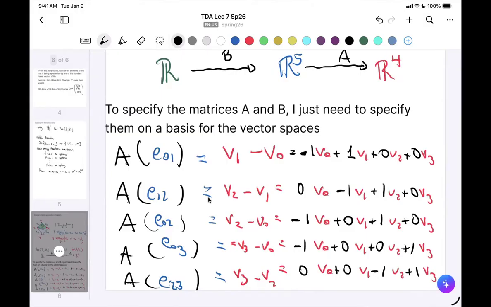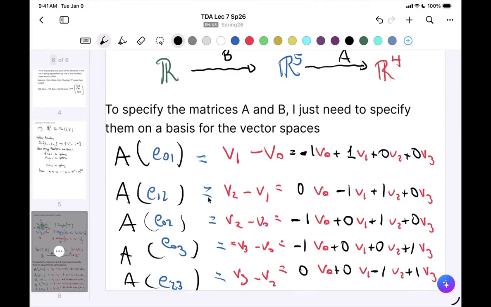Okay, so making sense? Why am I doing that? Because how many numbers do you get here? You get 4 for each equation, right? You get 4 times 5. But this matrix A should be represented as a 4 by 5 matrix. So these are the numbers that give rise to the matrix representation for A.